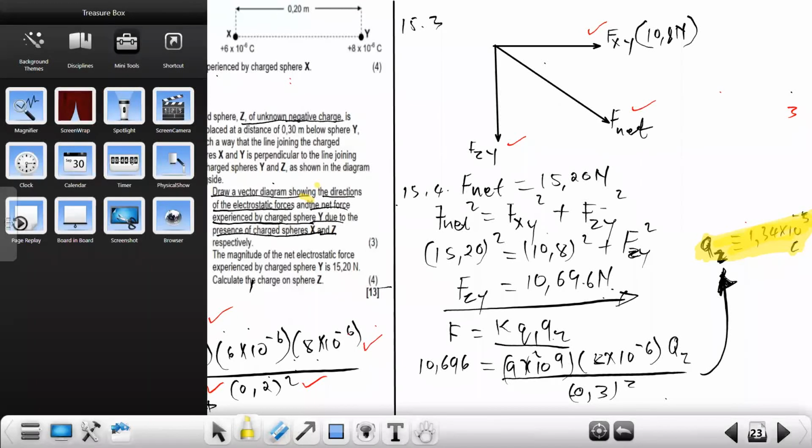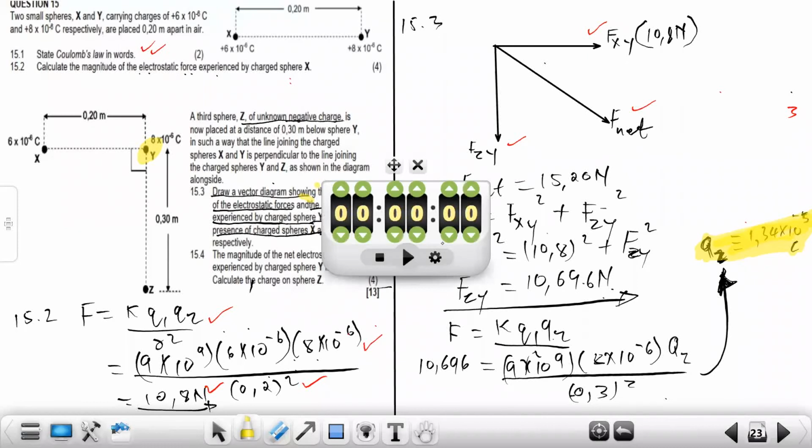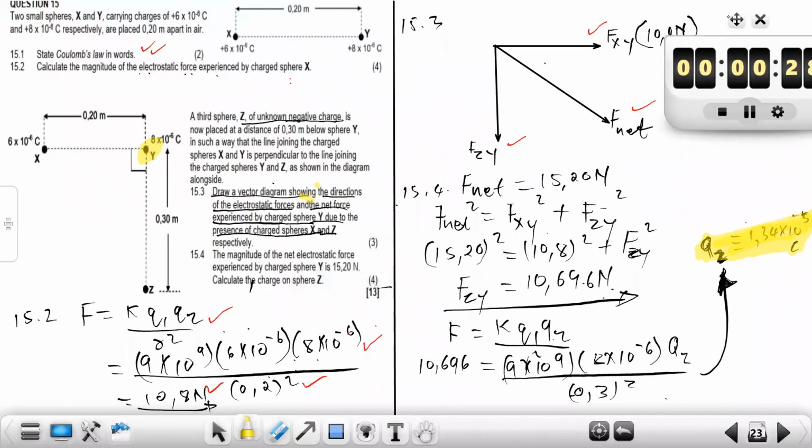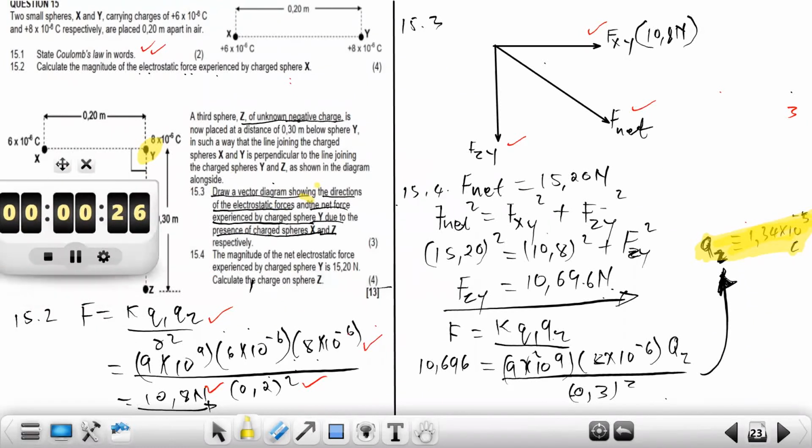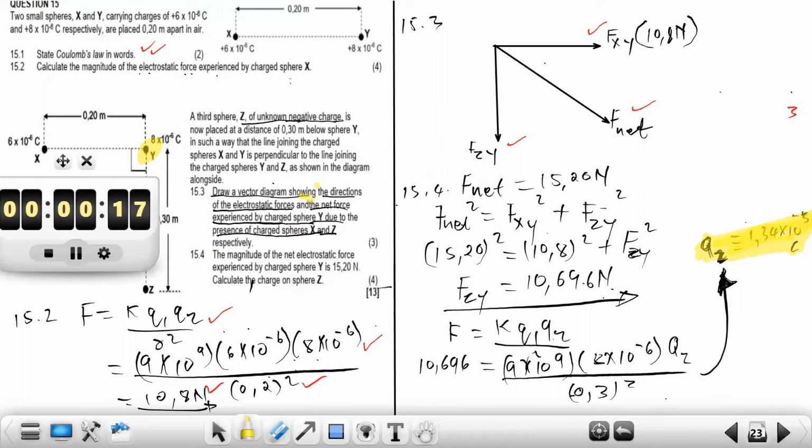So I'm going to give you a timer of maybe 30 seconds for you to digest it, and then I will move to another section of the day. So if you have something to say, kindly raise your hand or say something in the chat. If it's clear, then I will move on.